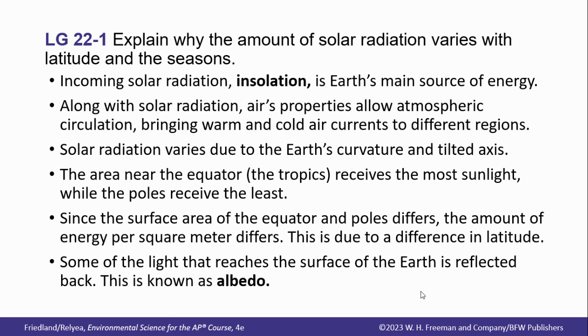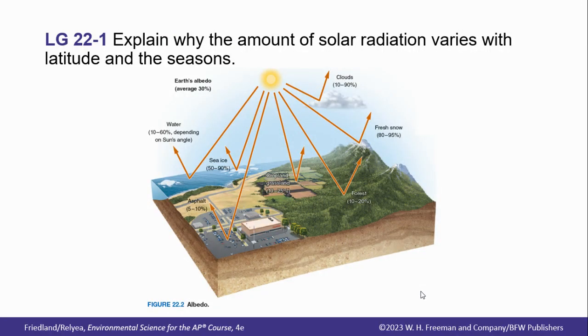And some of the light that reaches the surface of the Earth is reflected back. This is known as albedo. So this is a graphic about albedo, and you can see that color plays a big part in how much energy is absorbed versus sent back. The lighter colors are going to reflect more and absorb less.